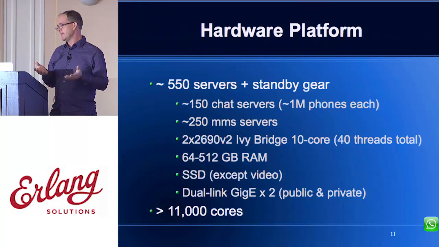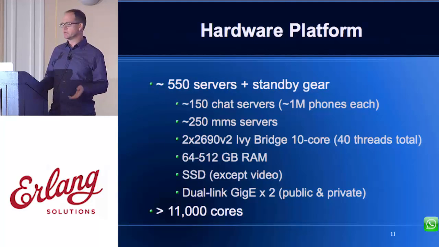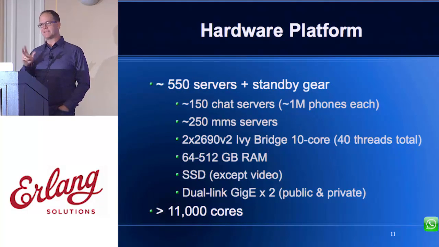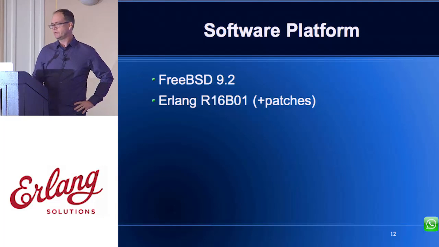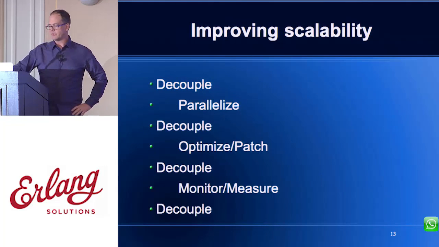In terms of networking, they're all dual link GigE ×2. So we have a front end, which is user facing, and then distribution runs over the back end. So there's dual links on both of those, both for load balancing and for reliability. And when you add it all up, it's probably a little over 11,000 cores that are running the Erlang system now. As far as software, we're running FreeBSD 9.2 with Erlang R16B01 plus our patch set. That's basically the platform that we're on.